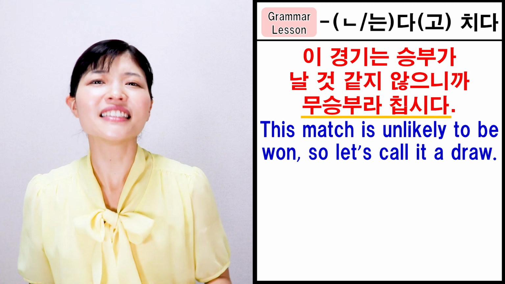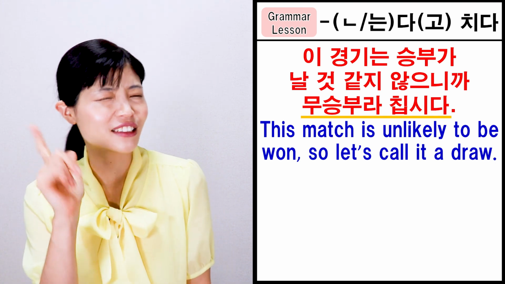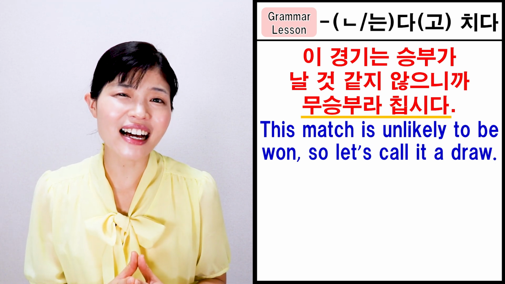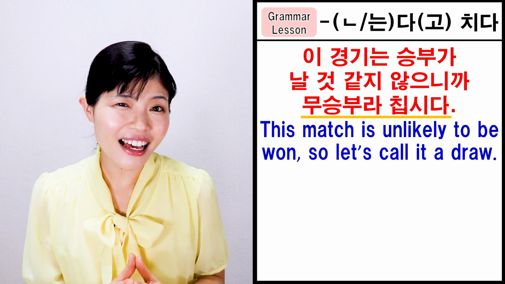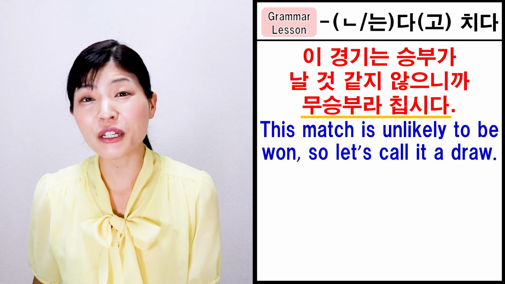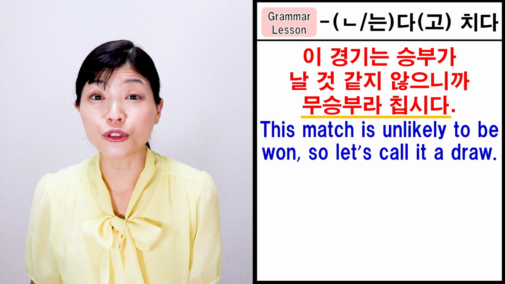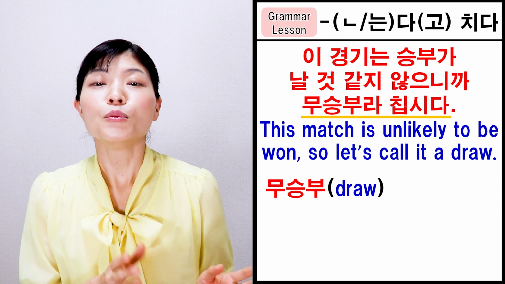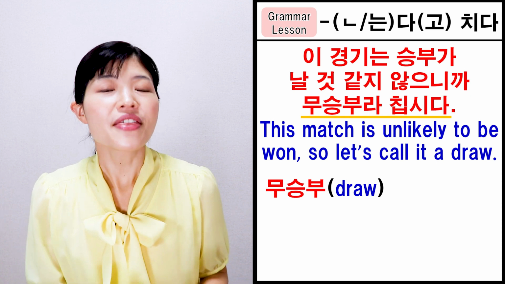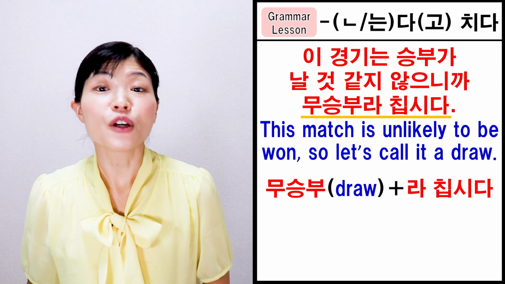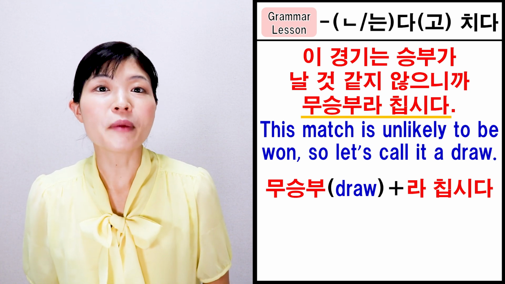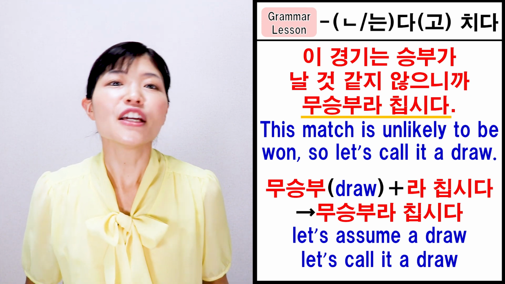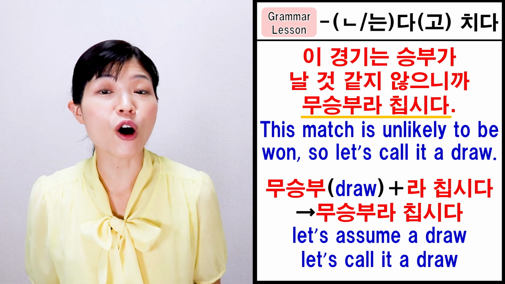The next sentence is also very unique. Let's check it out. 이 경기는 승부가 날 것 같지 않으니까 무승부라 칩시다. This match is unlikely to be won, so let's call it a draw. This sentence will be useful for those who like sports. Here, 무승부, draw, is a noun that does not have a final consonant. So you add 라 칩시다 to make 무승부라 칩시다. Let's assume a draw. In this way, you can use the grammar to mean let's call it a draw.